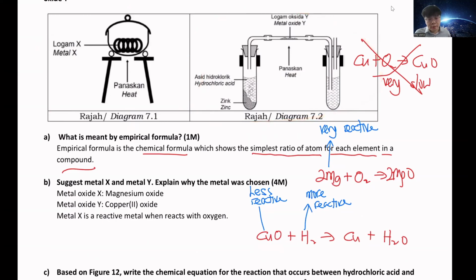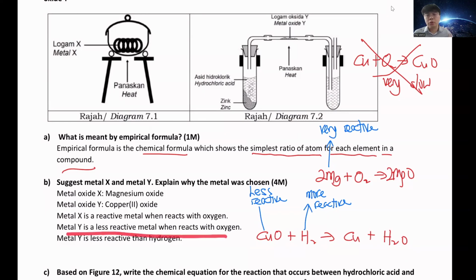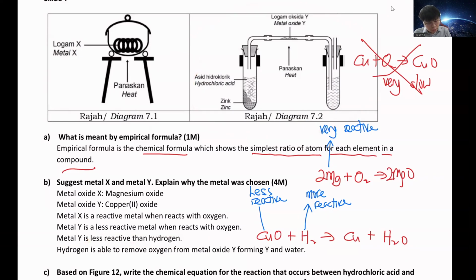Why did I choose the second method? Because copper is less reactive than hydrogen, so the oxygen will be taken away by the hydrogen. So it becomes H2O. Okay, so the reason you can write: because copper is less reactive than hydrogen. So why don't we choose the first? Because copper is less reactive than oxygen, so the reaction is very slow. So we chose the second method because copper is less reactive than hydrogen, so that the hydrogen is able to remove the oxygen from the metal oxide to form metal Y and water.